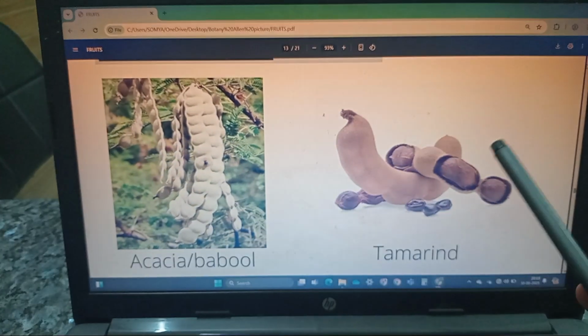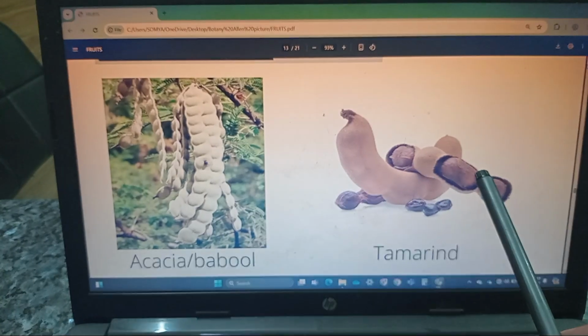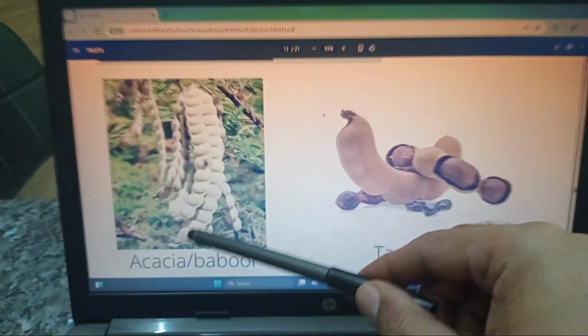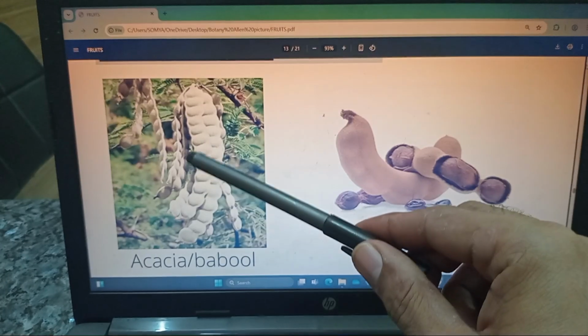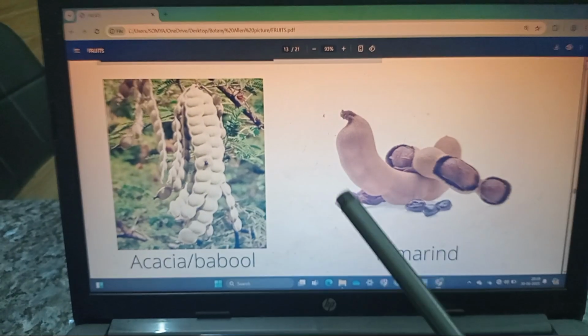Then you know this tamarind, this is a lomentum. Acacia, you must have seen these hanging ones. Each is a mericarp. So this is a lomentum. Acacia lomentum.